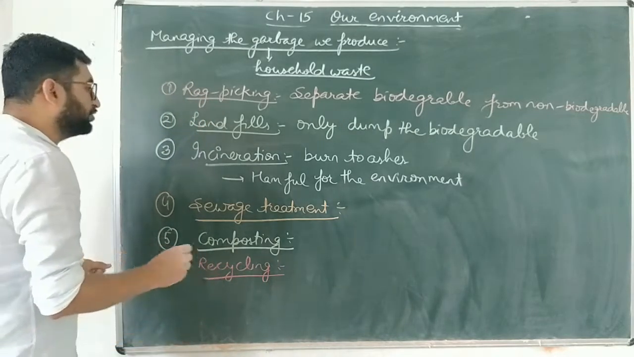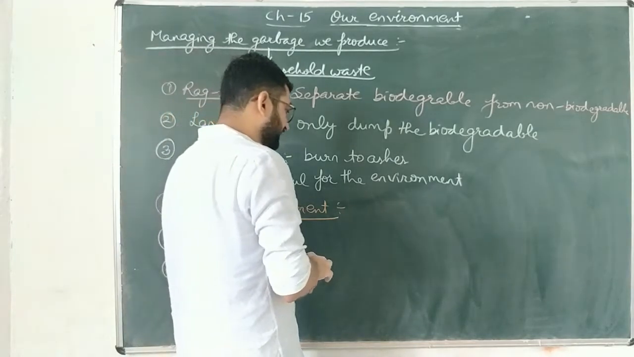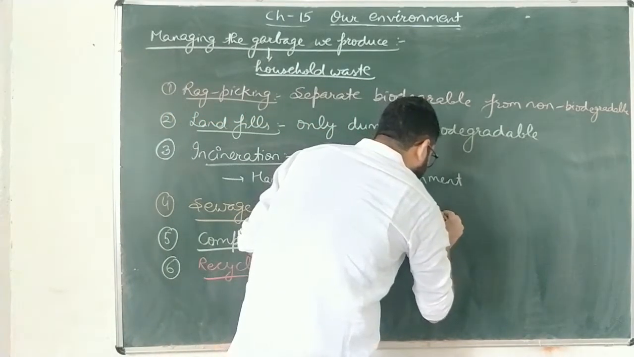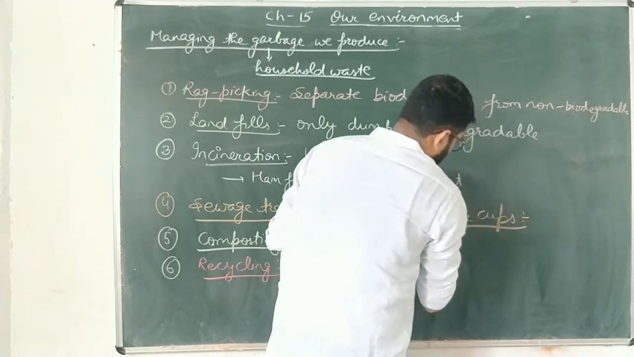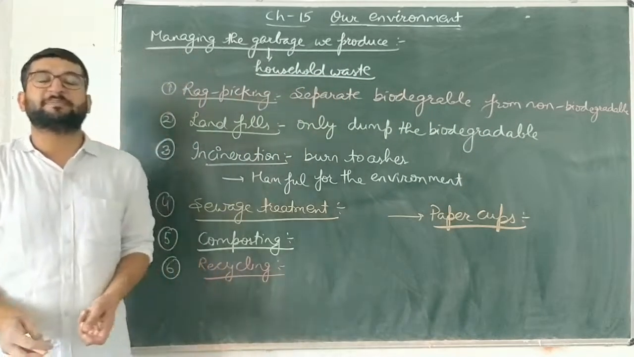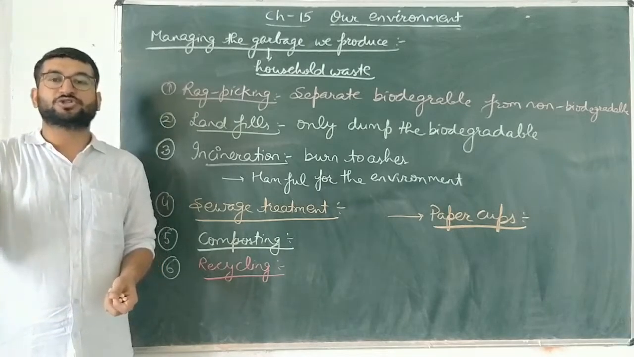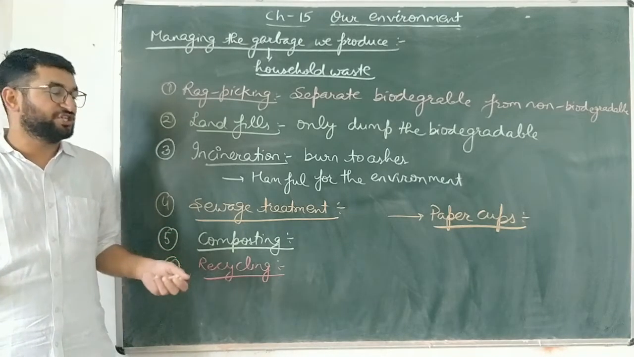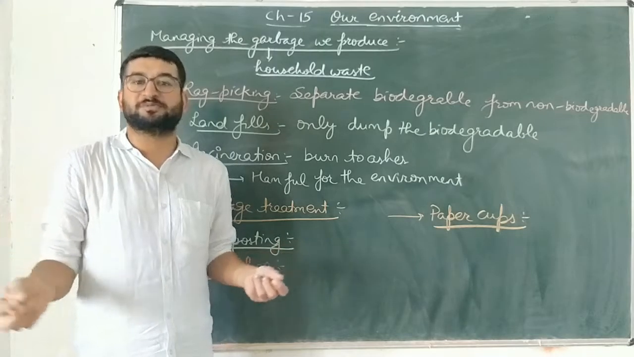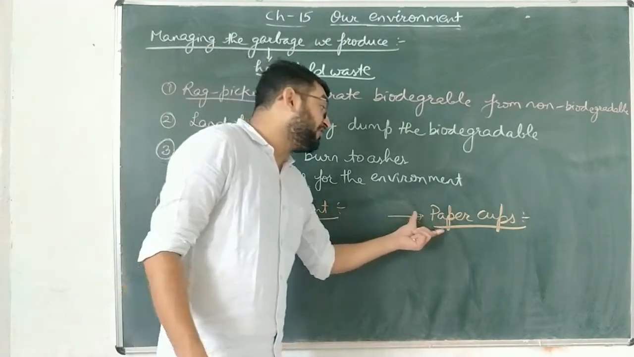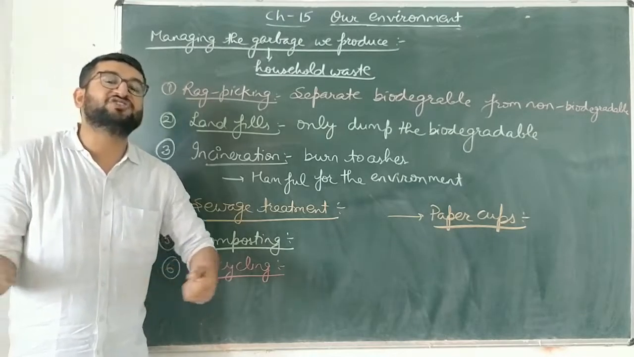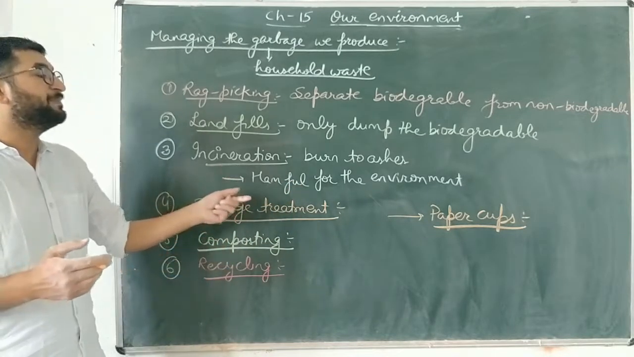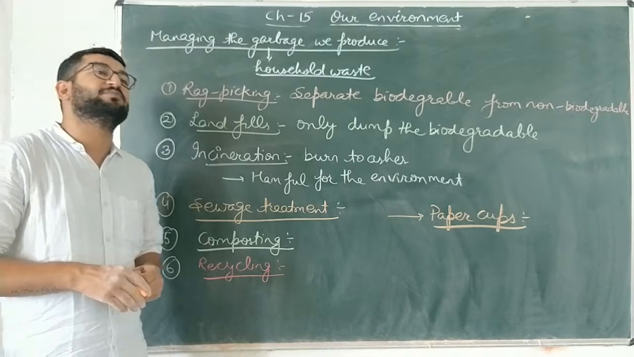Next, children, a very small topic in your book is given regarding paper cups. You must have seen the paper cups used to pour some tea at railway stations or at various bus stops. Why is the use of paper cups appreciated or encouraged by the governments? Because paper cups do not cause that much pollution.